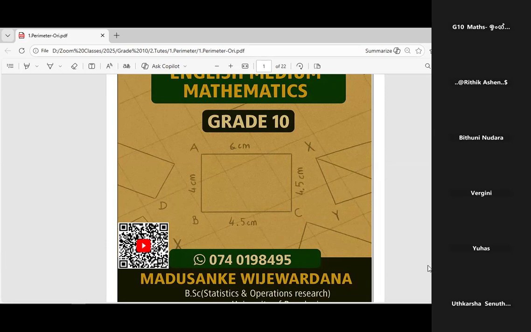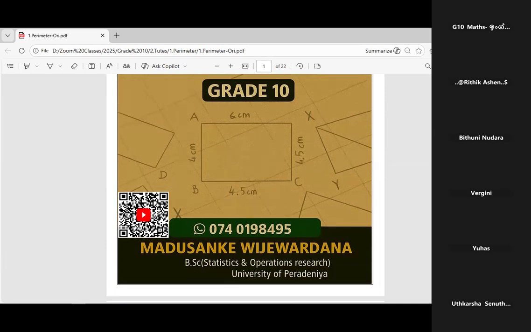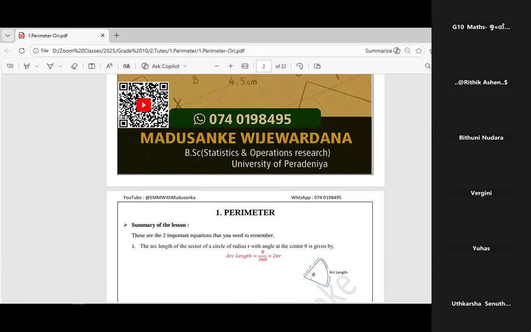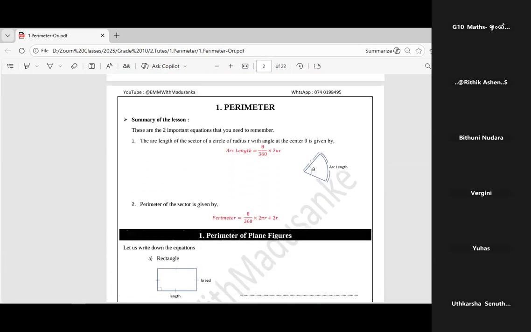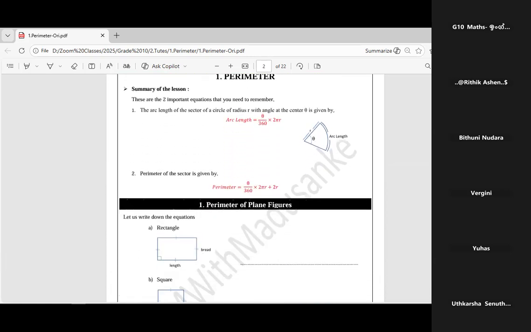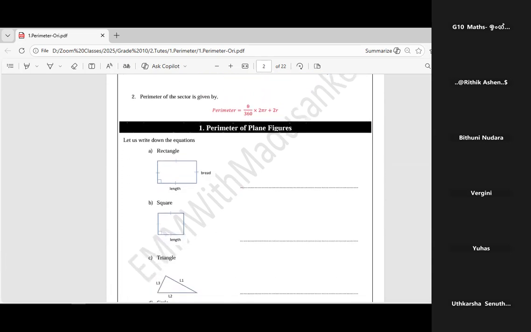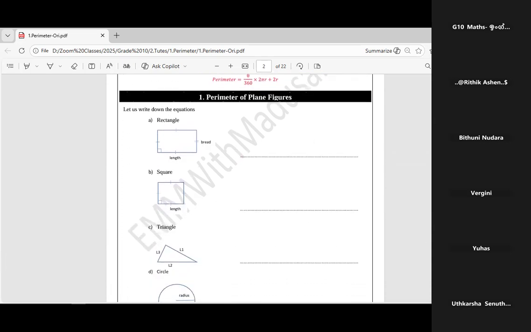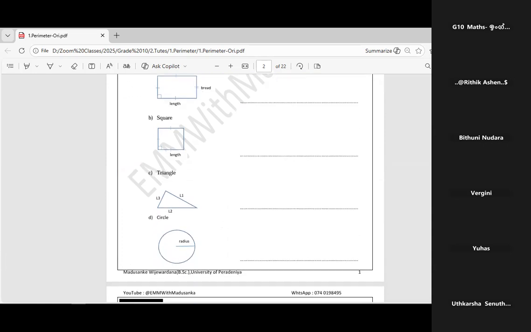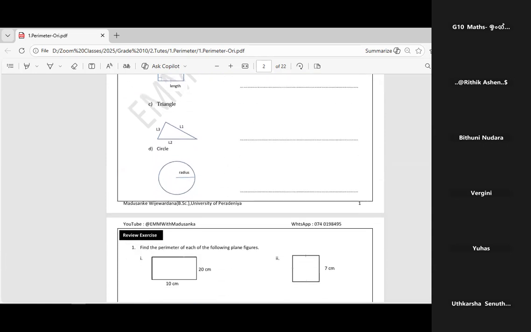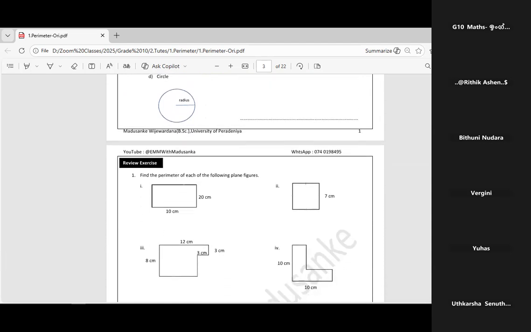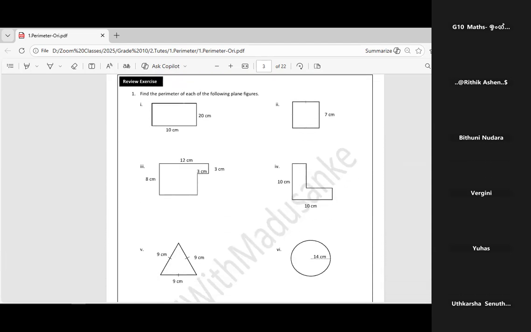Before going into this part, shall we take a break of 5 minutes? Do you guys need the break? We have done this part, the perimeter of plane figures. Then we are going to go for the drill exercise. So guys, do you need the break or not?